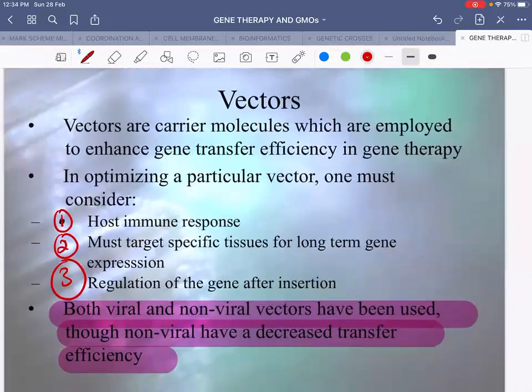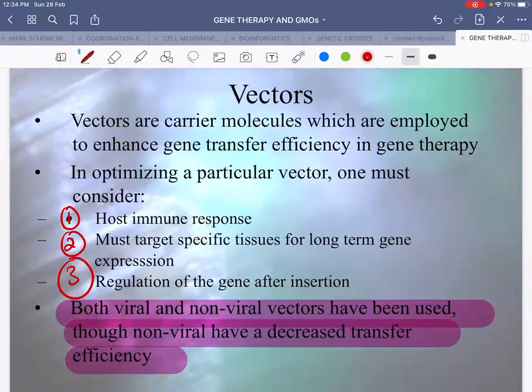Achha. What are vectors? It's just a revision from before. You all know that vectors are carrier molecules which are employed to enhance the gene transfer efficiency in gene therapy. You have to optimize a vector, right? One must consider the host immune response. One must consider that when using these viruses as vectors, one must target specific tissues for long-term gene expression and regulation of the gene after insertion as well. See, this is a very difficult thing to achieve. Okay, you have to introduce that particular allele into the person's body by using viruses as vehicles.